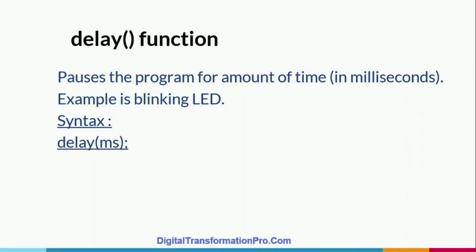And the last is the delay function. It will simply pause a program for a specific time. Here generally delay is in milliseconds. For example, in an LED blinking program, the LED is high for some time, then low for some time. That time is called delay. The syntax is delay in brackets ms, that is milliseconds. If you want to generate a delay of 1 second, then simply write delay(1000), because 1000 milliseconds is 1 second.